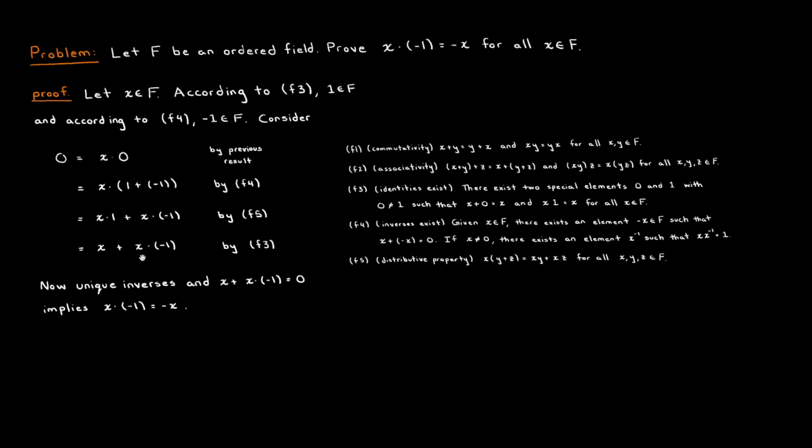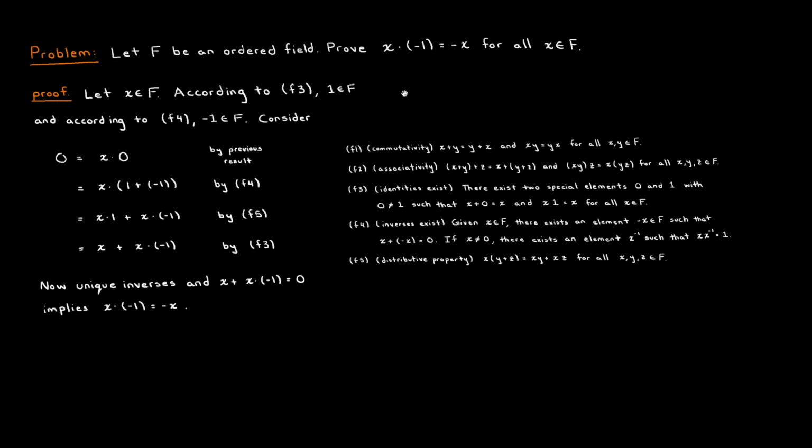And now I want you to consider what we have here. We have X plus something equaling 0. Does that remind you of anything? It should remind you of this inverses axiom, right? X plus something equals 0. So what this implies is that this something here, what we're looking at here, this must be the additive inverse of X. This term X times -1 is the additive inverse of X. That is, it's equal to minus X. And so that proves this result.